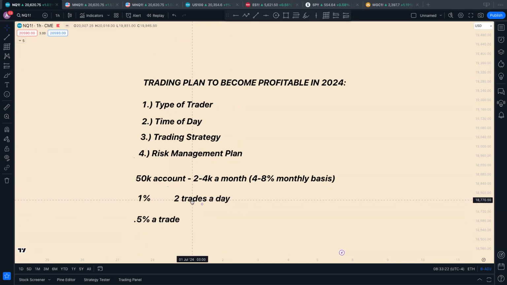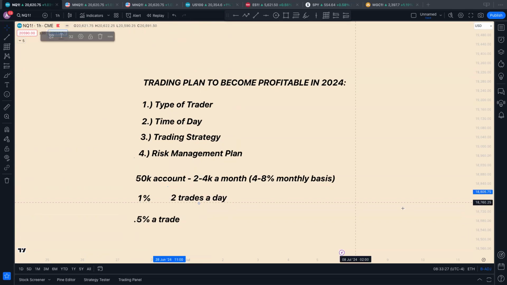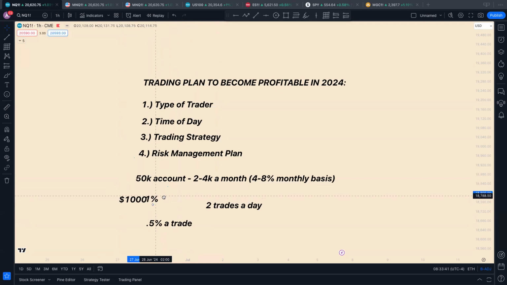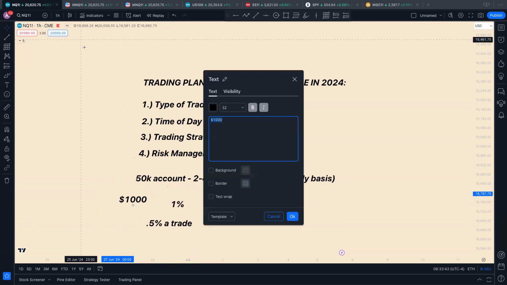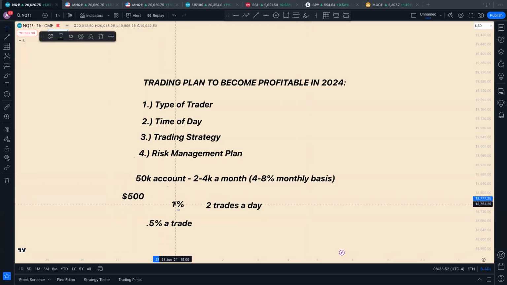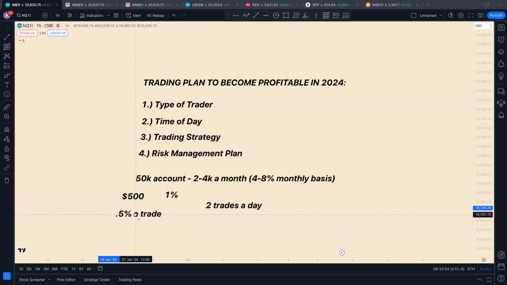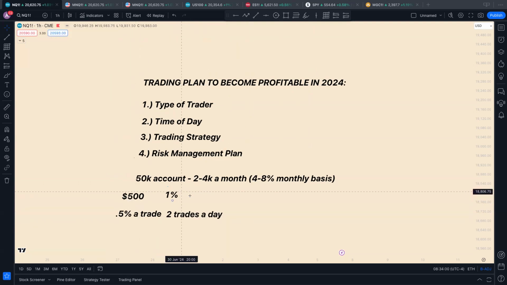And for the daily goal, I don't like having a daily goal because it makes you go on tilt. But let's say this was a 50K account, right? My goal would be 1% a day, $500. I only need 1% a day. So if I'm risking 0.5% a trade, if I lose my 2 trades, I've lost 500 for the day. I'm calling it a day.